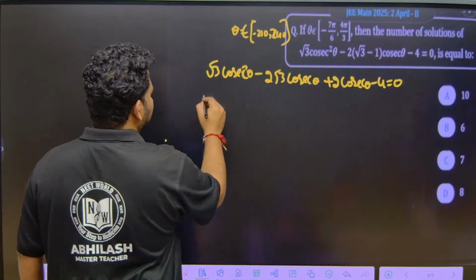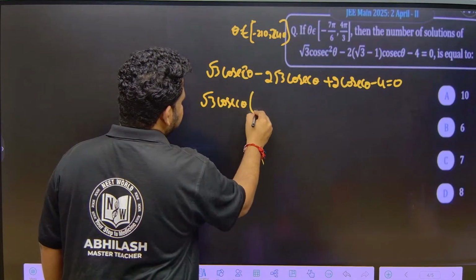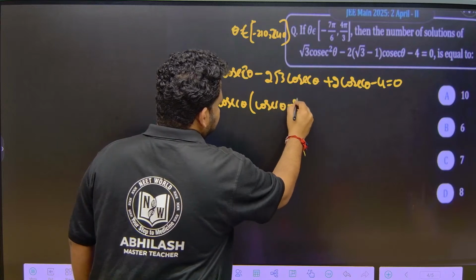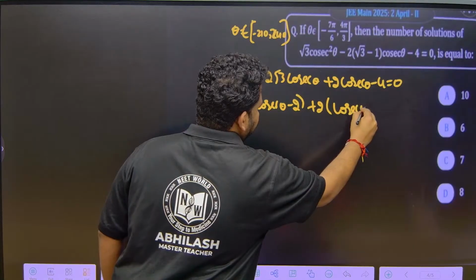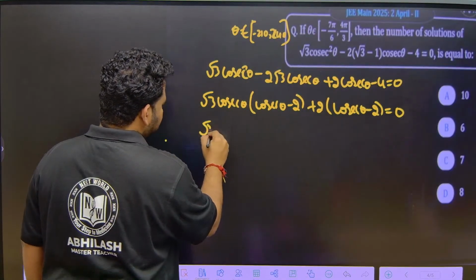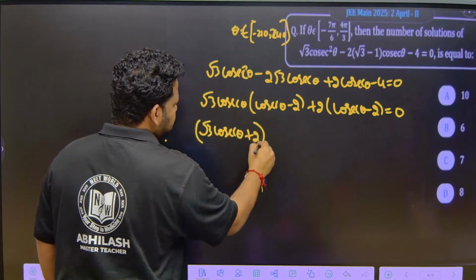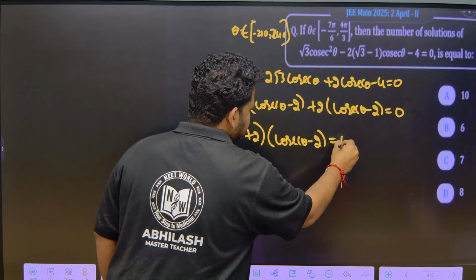If I take root 3 cosec theta common here, I will get it as cosec theta minus 2. Here if I take 2 common, I will get it as cosec theta minus 2 is equal to 0. Okay, we will get it as root 3 cosec theta plus 2 into cosec theta minus 2 is equal to 0.